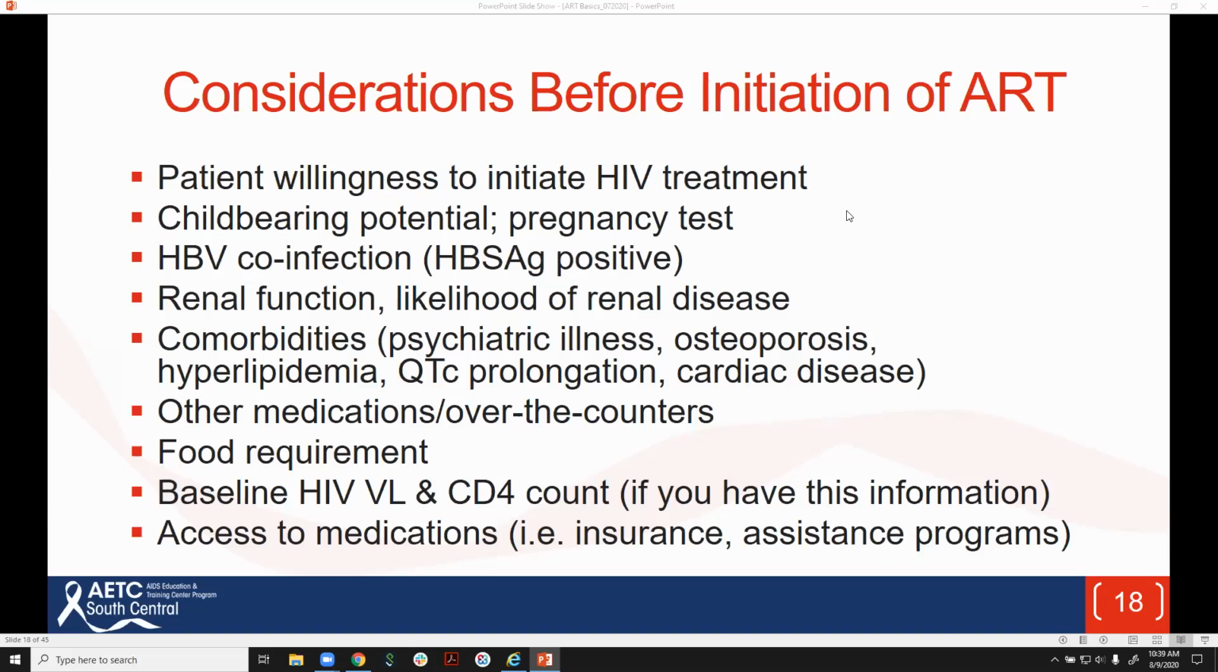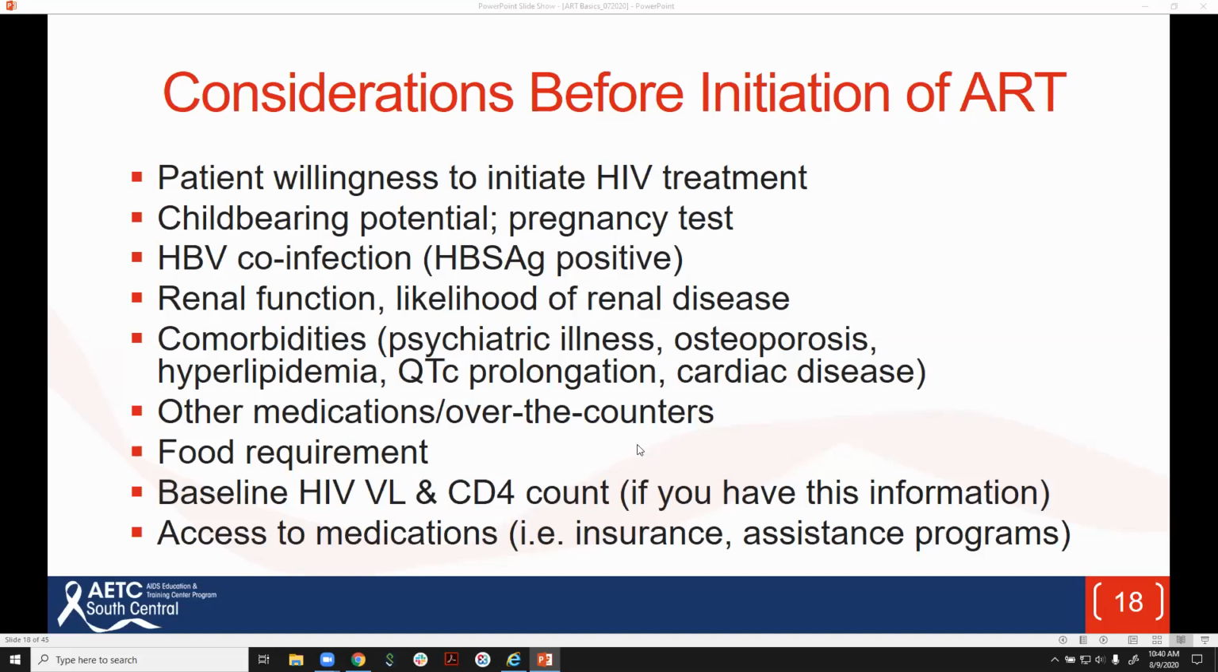Do they have other comorbidities that may make some medications more or less attractive? Like, do they have underlying psychiatric illnesses, osteoporosis, hyperlipidemia? Maybe they have QTc prolongation already, and so I'd want to avoid an agent that can cause that, or underlying cardiac disease. What other medications are they taking, including over the counter? I often have to ask my patient 3 or 4 times about what else they're taking over the counter, because they often don't see those as medications or drugs, and they can have some interactions with our antiretrovirals.